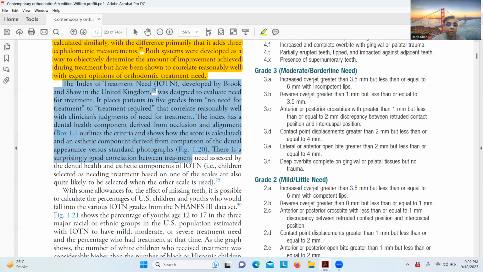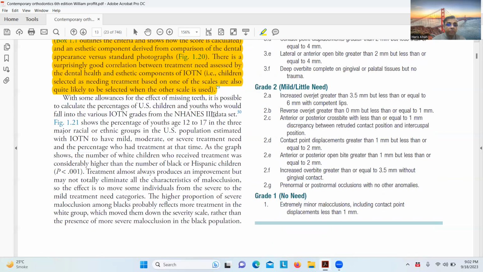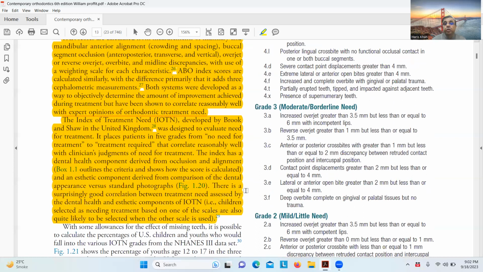There is a surprisingly good correlation between treatment. Okay, this is important. With some allowance for the effects of missing teeth, it is possible to collect the percentage of use. No, not important, not important. So I do not think there's anything important here.